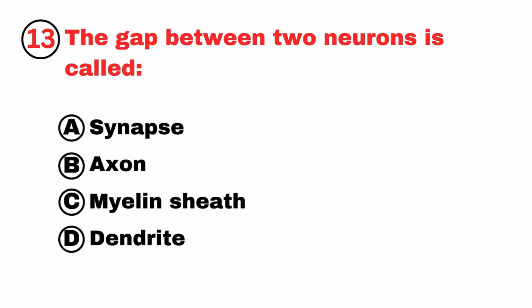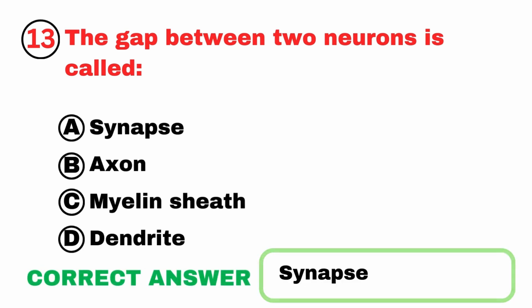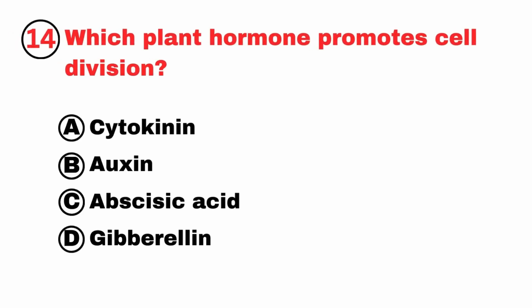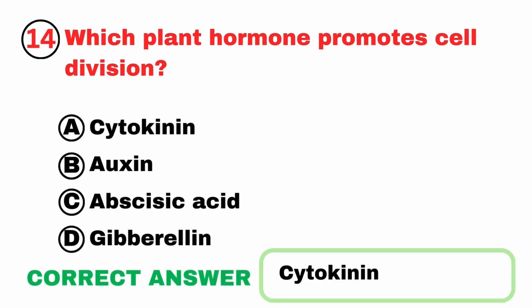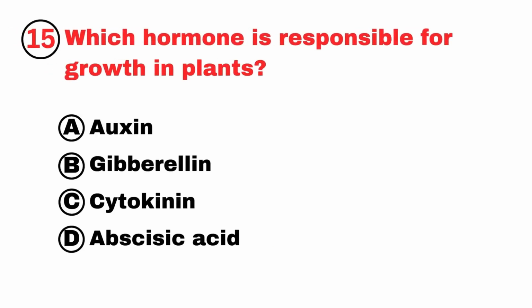The gap between two neurons is called synapse. Which plant hormone promotes cell division? Cytokinin. Which hormone is responsible for growth in plants? Auxin.